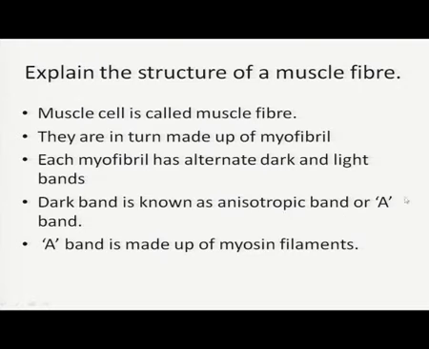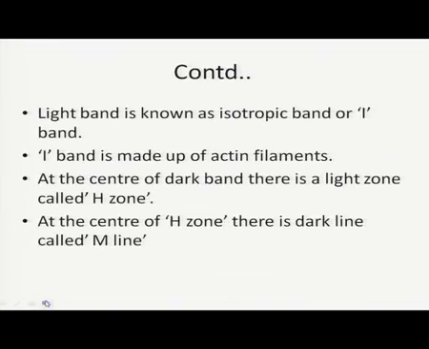Now, the dark band when we are observing is known as A band, or anisotropic band. A for aniso. Then the A band is made up of protein filaments, that is myosin filaments. The light band is known as isotropic band, so it is written as I band. I for isotropic band. The I band is made up of the protein that is known as actin. So, it is made up of actin filaments.